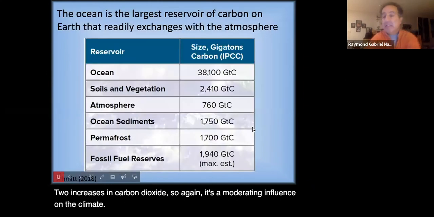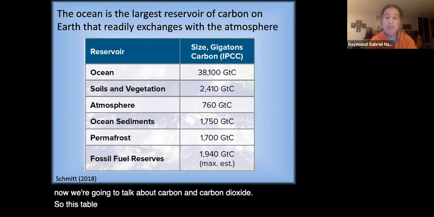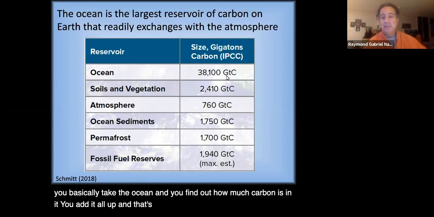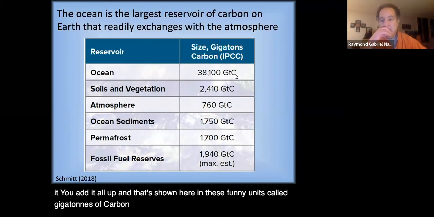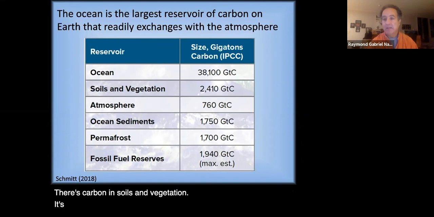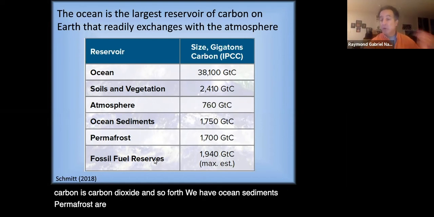Okay, I'm going to continue that theme, but now we're going to talk about carbon and carbon dioxide. This table shows the size of carbon reservoirs on the planet. You basically take the ocean and find out how much carbon is in it, add it all up, and that's shown here in these funny units called gigatons of carbon, which is a billion tons of carbon. So there's carbon in the ocean, dissolved, that's carbon dioxide and other things. There's carbon in soils and vegetation, organic matter, like trees and soil, dirt. The atmosphere has carbon, it's carbon dioxide. We have ocean sediments, permafrost.